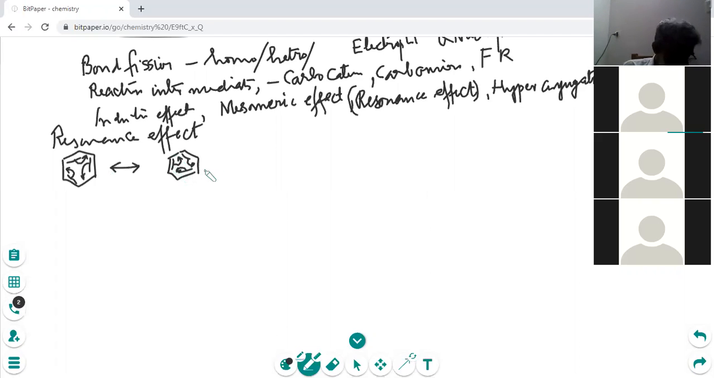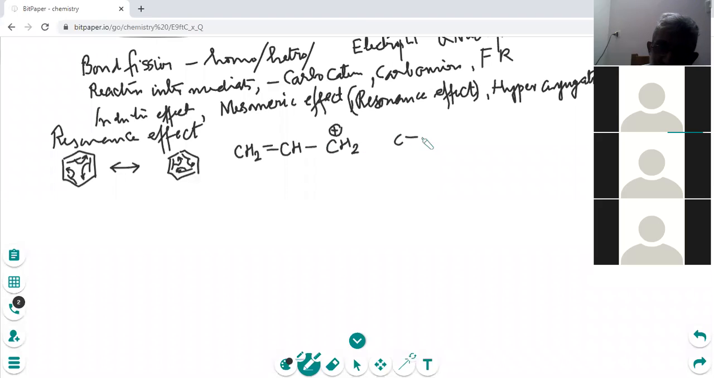Now you can write for different species. Say for example, you have a species like this, allyl radical, CH and CH2 plus. This is an allyl radical. Sorry, allyl carbocation. Okay. Now you have a positive charge here. Why does it get a positive? What is the geometry of this?